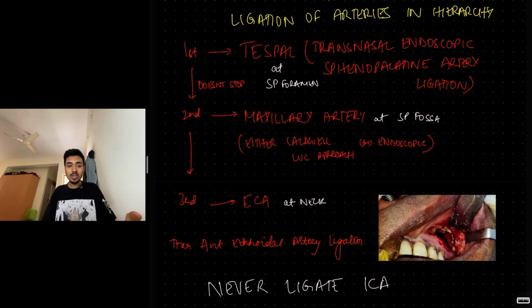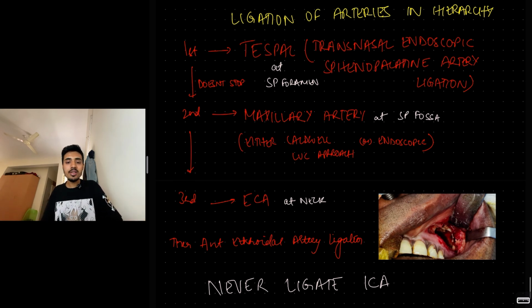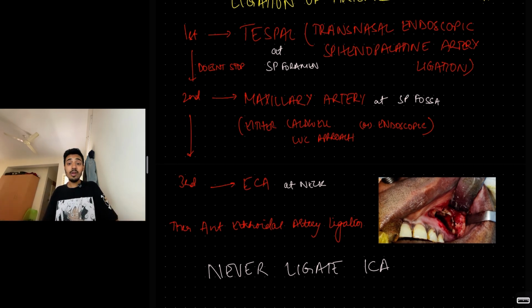Let's say it still doesn't stop. Sphenopalatine artery is a branch of maxillary artery. So next we ligate the maxillary artery. Where do we ligate that? In the pterygopalatine fossa or the sphenopalatine fossa. So this we will do either through Caldwell Luc approach, where we make a hole in the anterior wall of the maxillary sinus, go into the maxillary sinus, make a hole in the posterior wall of the maxillary sinus, and then enter the sphenopalatine fossa or the pterygopalatine fossa. So that is how we ligate the maxillary artery.